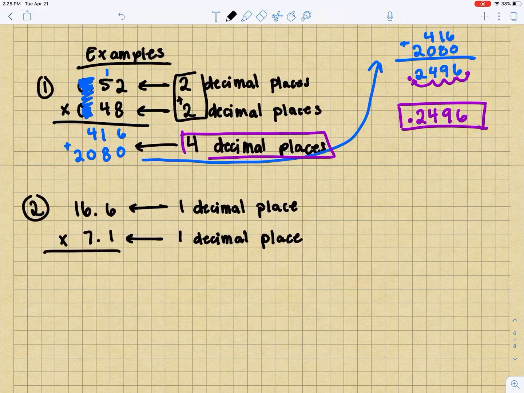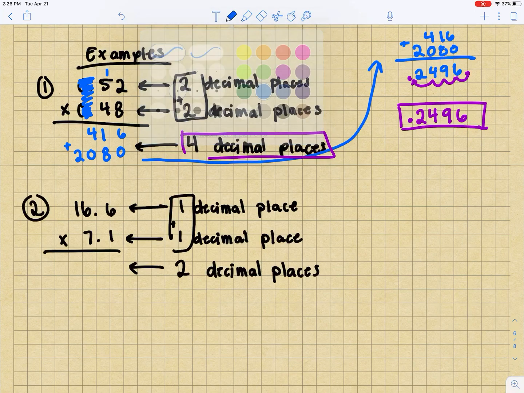So when I write my final answer, I should have, remember, add these together, I should have 2 decimal places. I need to move my decimal 2 places. Alright, now, let's go ahead and multiply. Remember, we're going to ignore the decimal points for now and pretend that we're multiplying whole numbers.